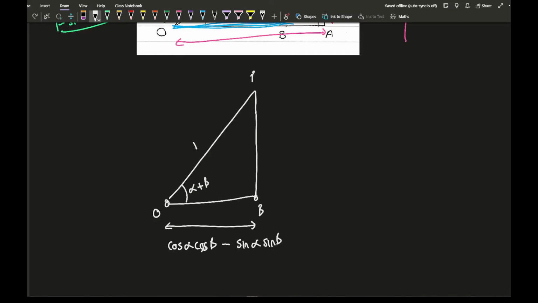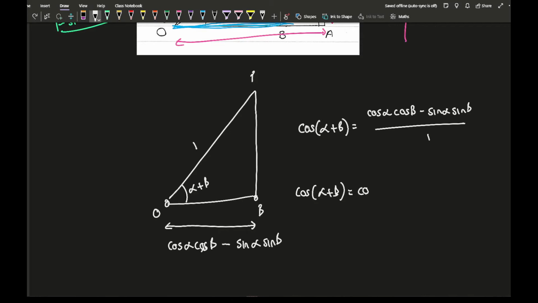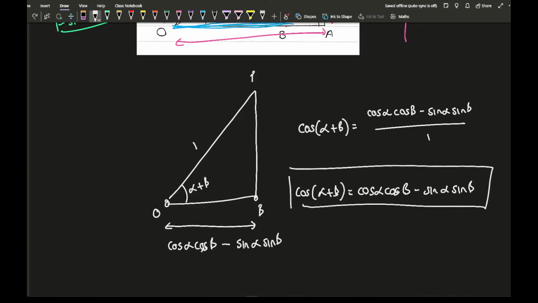And there I've then gone on to prove that cos alpha plus beta is going to be equal to our adjacent over hypotenuse, so it's cos alpha cos beta minus sine alpha sine beta all over 1, which gives me cos alpha plus beta equals simply cos alpha cos beta minus sine alpha sine beta, and there is my second identity.